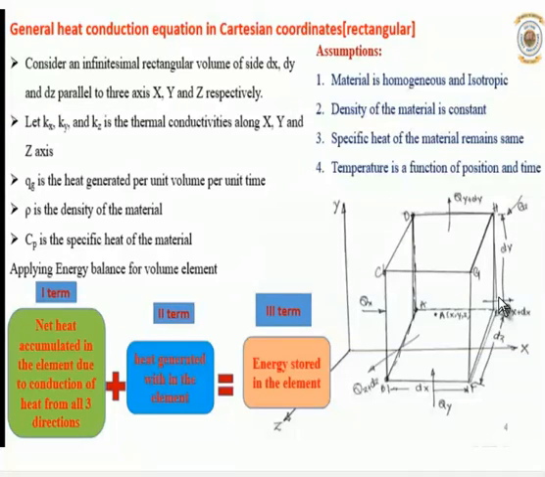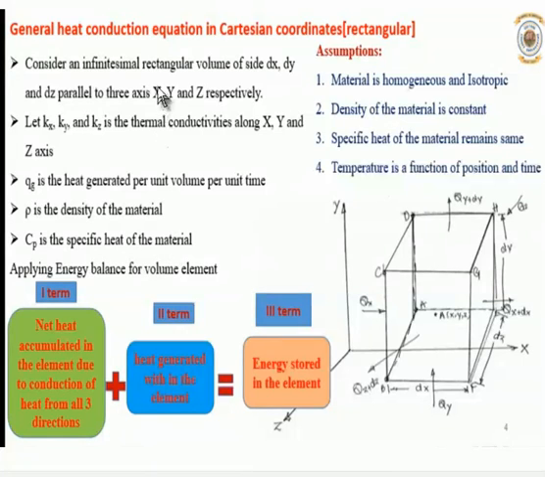Let kx, ky and kz be the thermal conductivities along the x, y and z axes. Let small qg be the heat generated per unit volume per unit time. Rho is the density of the material, and Cp is the specific heat of the material.